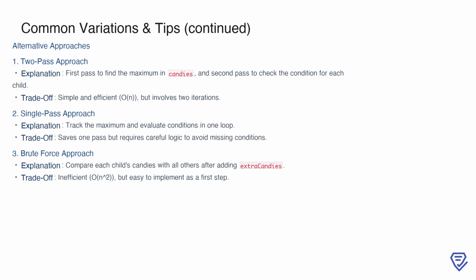Alternatively, the single-pass approach combines both tasks into one loop. While this saves an iteration, it requires more careful logic to ensure conditions aren't missed, making it slightly more error-prone for beginners. Lastly, there's the brute force approach, where you compare each child's Candies with all others after adding extra Candies. Although conceptually simple and a good starting point for understanding the problem, this method is highly inefficient with an n² complexity. It's best used as a stepping stone before refining your solution to one of the more optimal approaches.